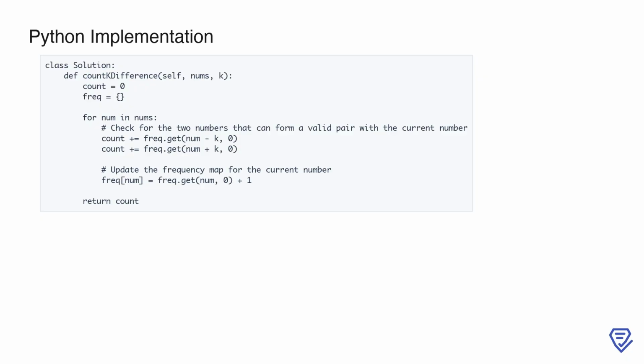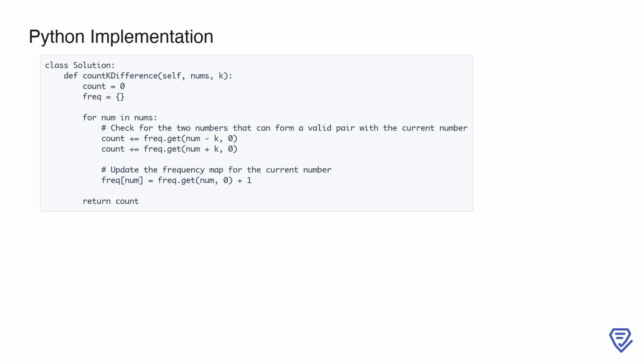The hash map is crucial for efficiently checking if numbers that can form valid pairs with the current number exist in the array. As we iterate through each number in the array nums, we calculate the two possible values that could satisfy the condition |nums[i] - nums[j]| equals k. These values are num - k and num + k. For each of these values, we check the hash map frequency to see if they exist. If they do, we add their frequency to the count, as each occurrence represents a valid pair. After updating the count, we update the frequency map by incrementing the count of the current number. This ensures that the hash map remains up to date for subsequent calculations.